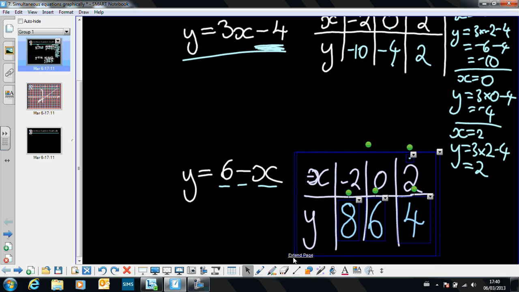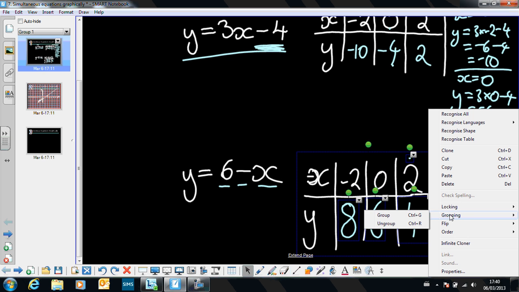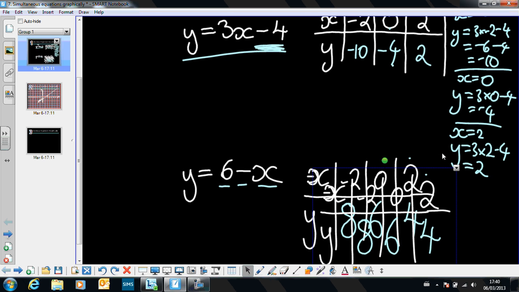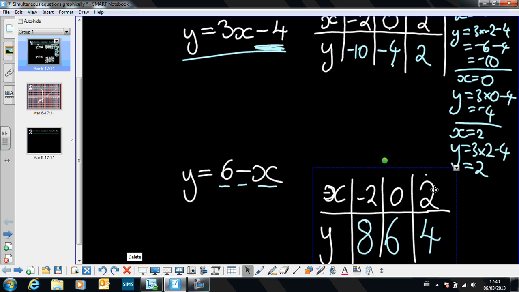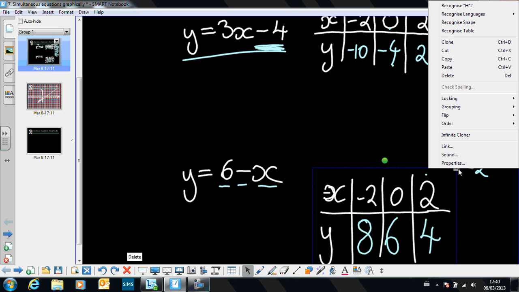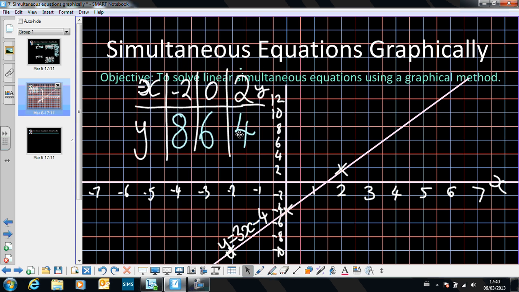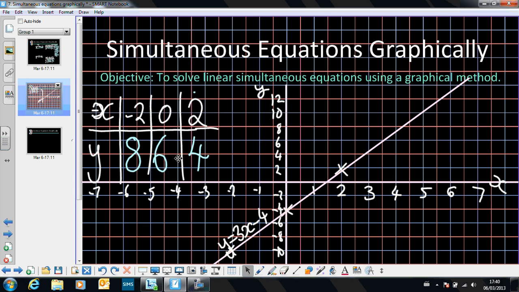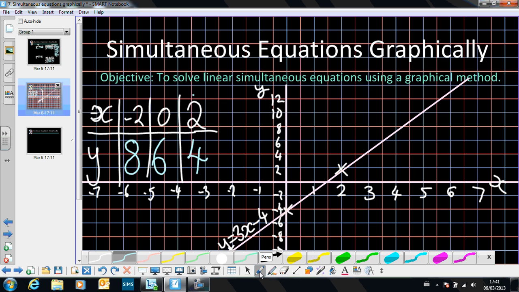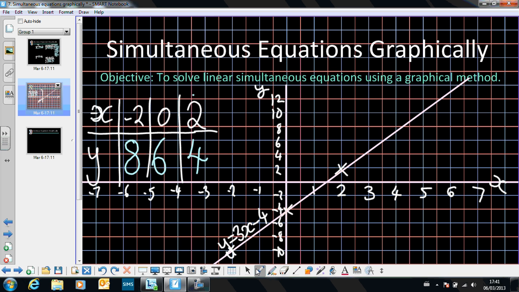Again, I'm going to group them so I can take them to the other slide. Oops, no, that's not what I want to do. Copy, there we go. Drop them on the other slide so that I can plot the points. Stick them there, just trying to find somewhere where they're not in the way. Okay, once again, plot the points. -2, 8 is the first one. Oh, we're in blue. 0, 6 and 2, 4.